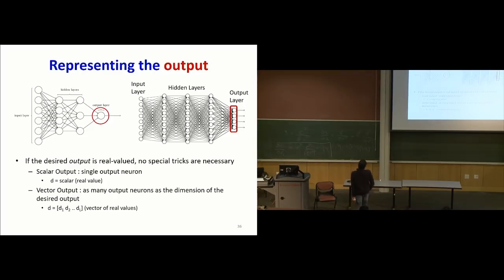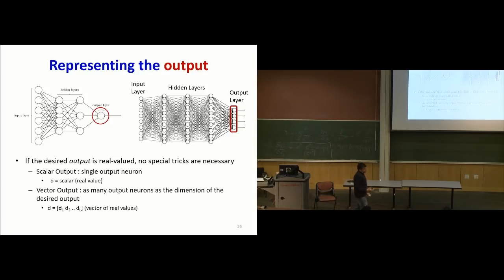How you represent the output depends specifically on the kind of function that you're trying to compute. If the desired output is real valued, then the output is simply going to be a neuron which produces real valued outputs. If the desired output is a vector of real values, then these neurons are simply going to produce a vector of real values.